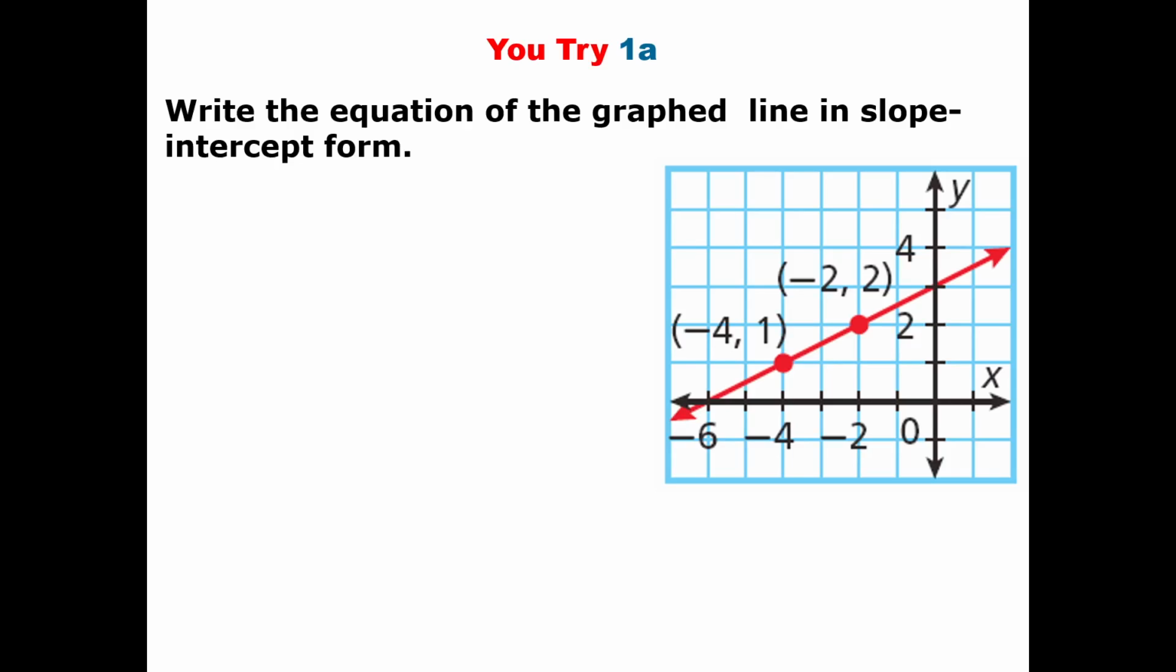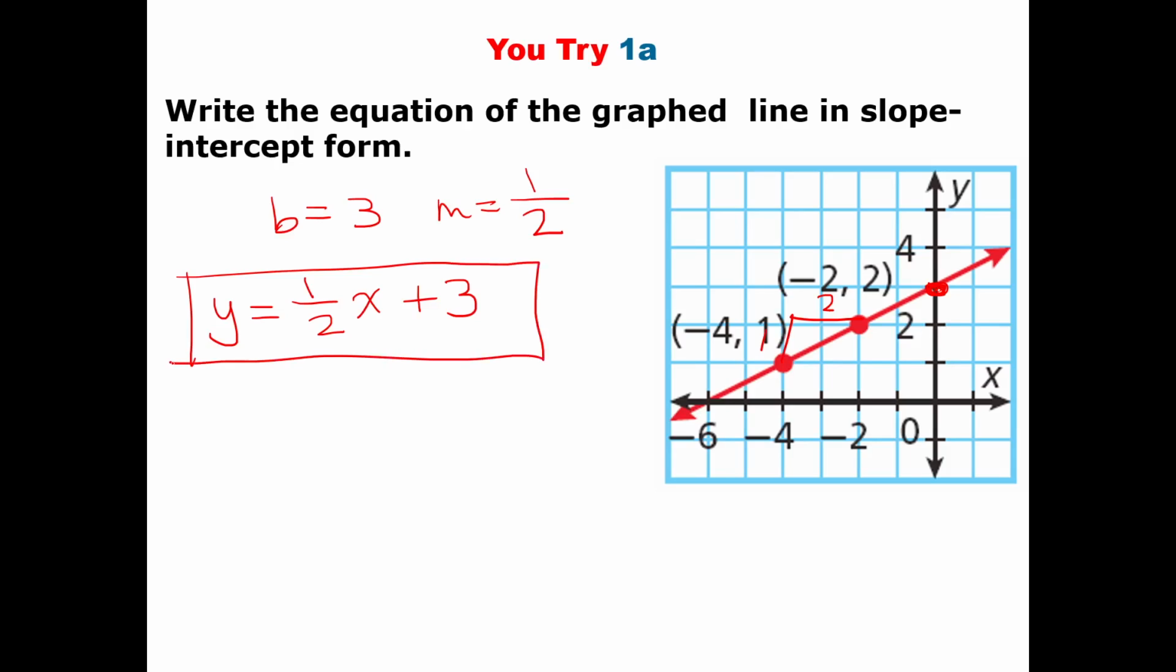Now that you've tried that, let's look at it together. It crosses here at 3. So I know that my b is equal to 3. And I'm rising 1 and running 2, so I have a slope of 1/2, rise over run. That'll give me y is equal to 1/2 times x plus 3 as my slope-intercept form.